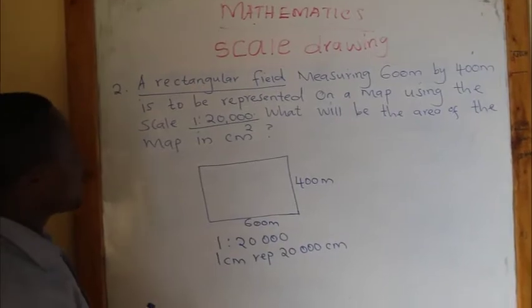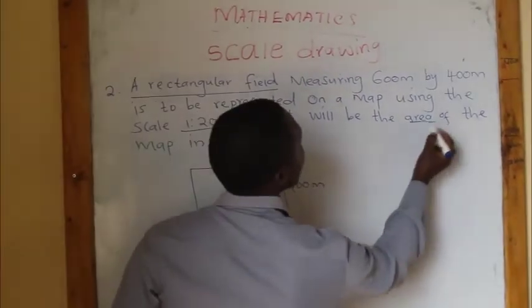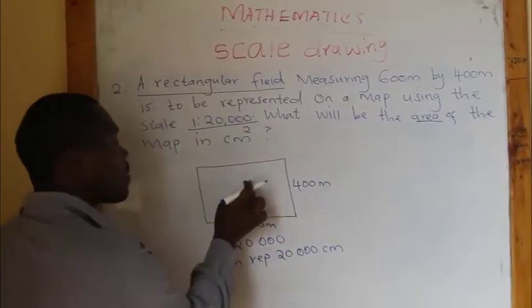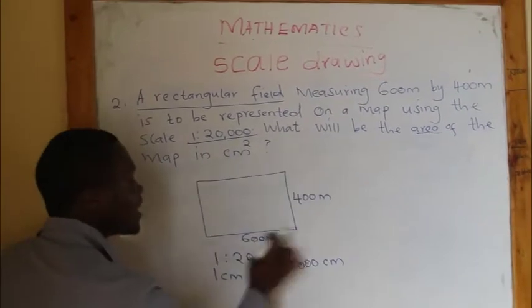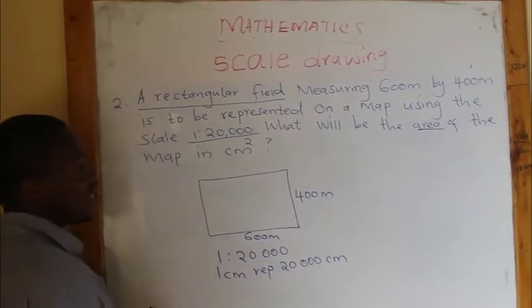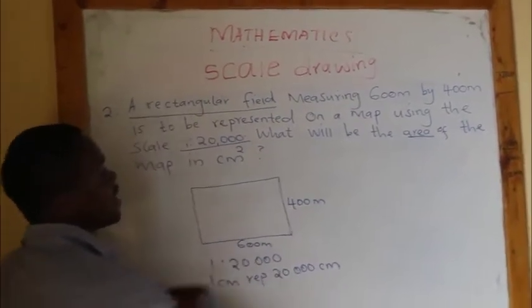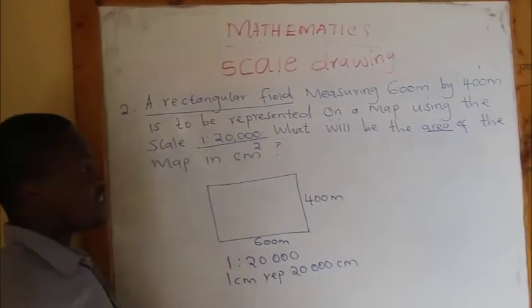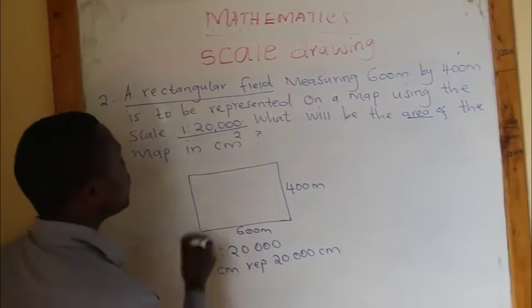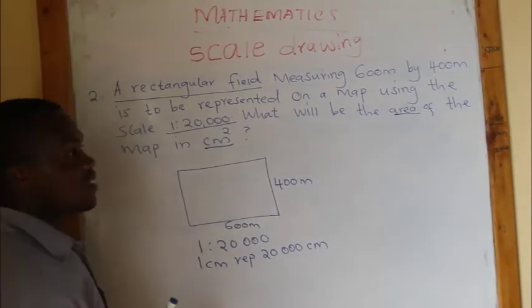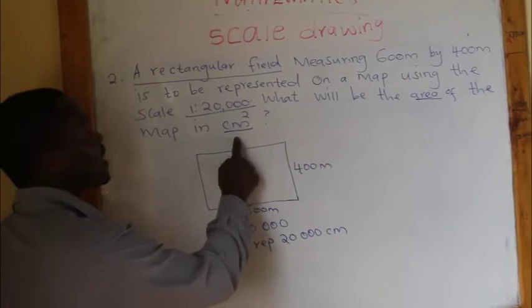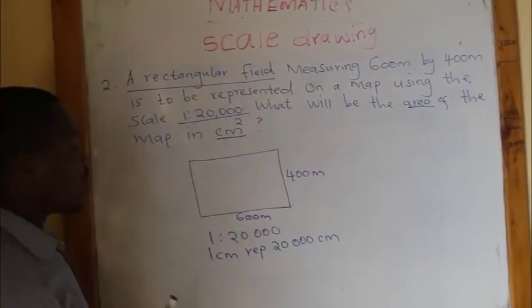What will be the area of the map? This map here is a rectangular field. So this question now has to take you some miles and find the area of the same field. And the units which they require you to find the area in should be in centimeters square. So now we begin our work.